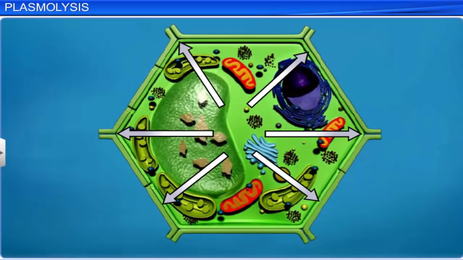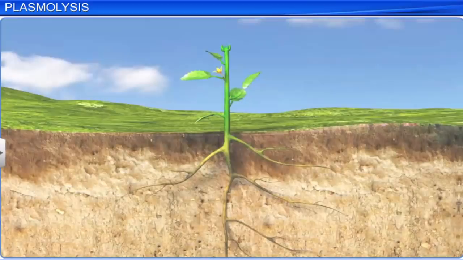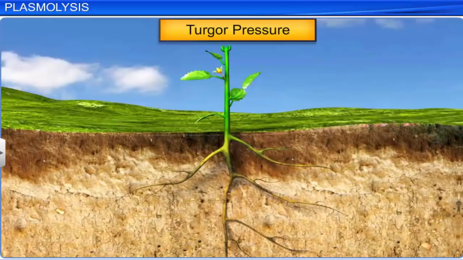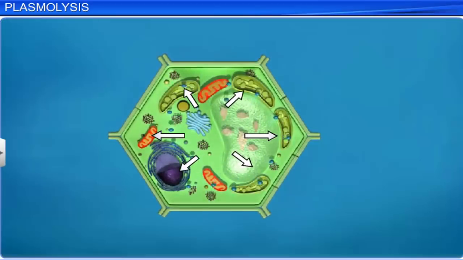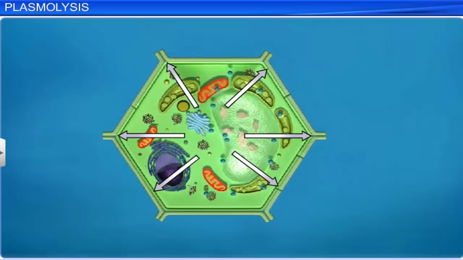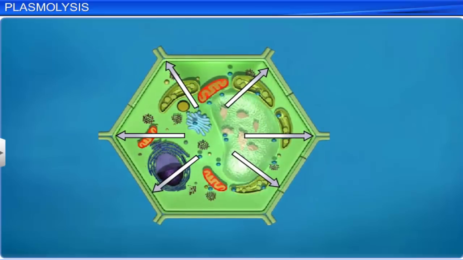This turgor pressure exerted by the protoplast against the cell wall due to the entry of water is called pressure potential, psi p. It is the turgor pressure in the plant cells that helps a plant to be erect. Since plant cells have a rigid cell wall, the cell does not rupture despite the turgor pressure. However, the cell enlarges and results in the extension growth.